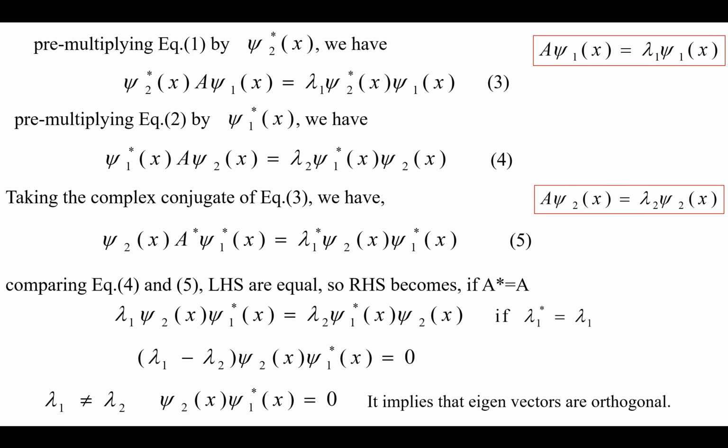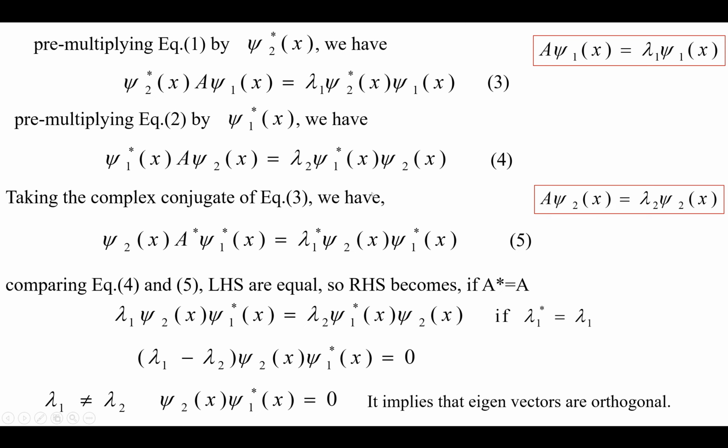Now you just multiply equation 1 by psi2 star. So equation 1 is given as A psi1 equals lambda 1 psi1. Now multiply this equation by psi2 star, the complex conjugate of psi2. Now psi2 star A psi1 is equal to lambda 1 psi2 star psi1. Now you just pre-multiply equation 2. This is equation 2.